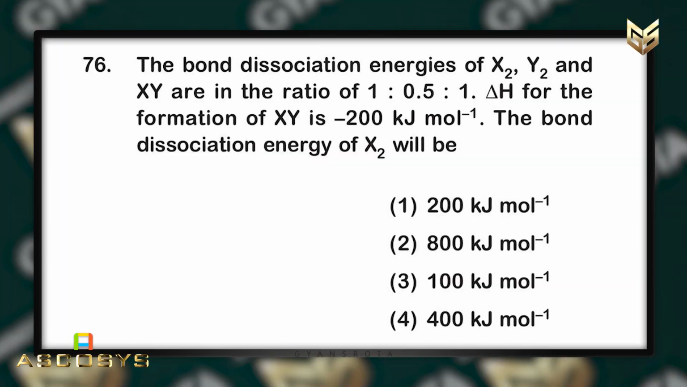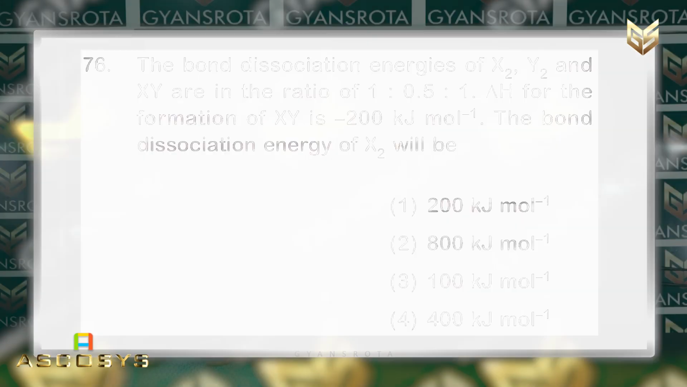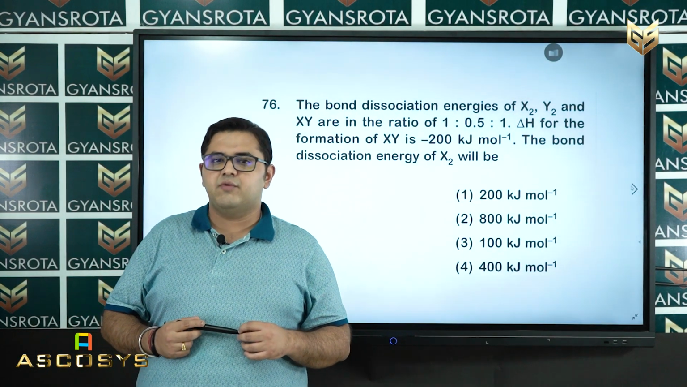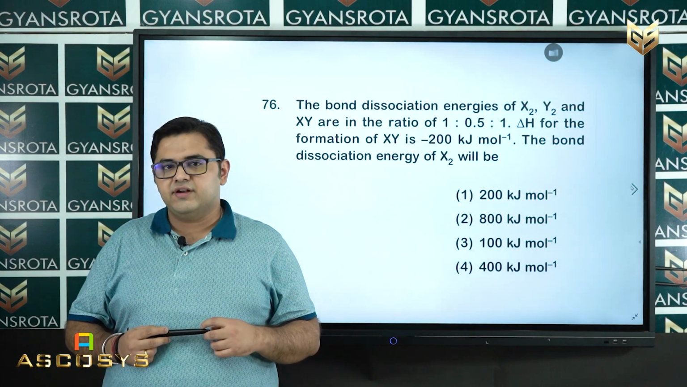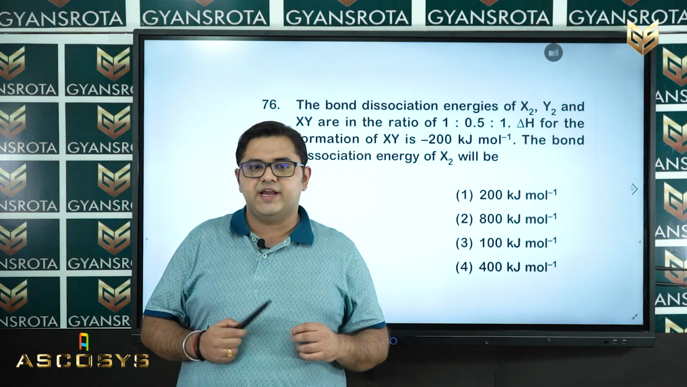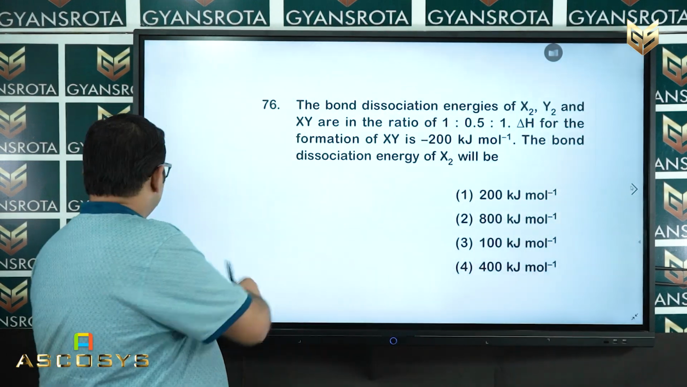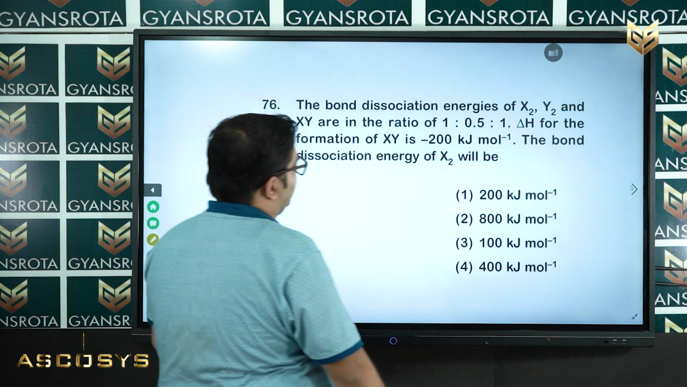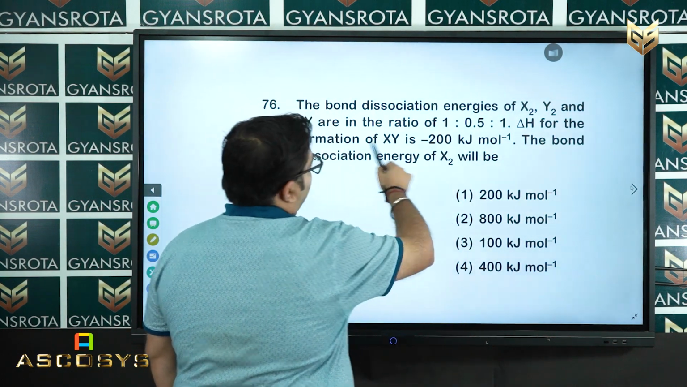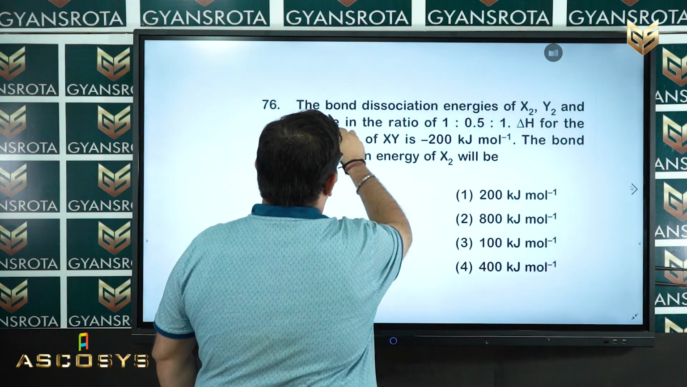The bond dissociation energies of X2, Y2 and XY are in the ratio of 1:0.5:1. Delta H for the formation of XY is minus 200 kilojoule per mole. The bond dissociation energy of X2 will be. This is a question from your thermodynamics chapter of class 11. Now we are moving to the solution part directly. If you see, they are giving the bond dissociation energies ratio.